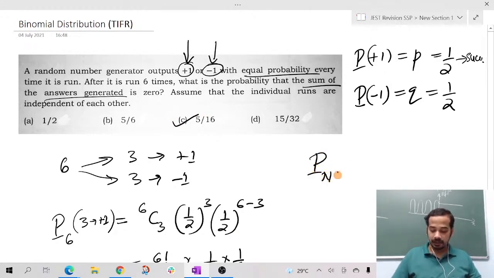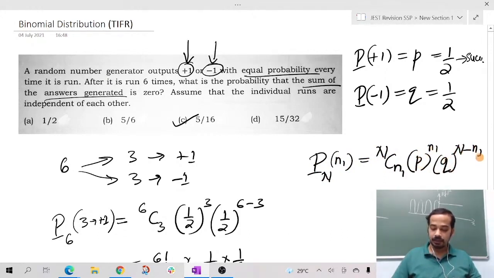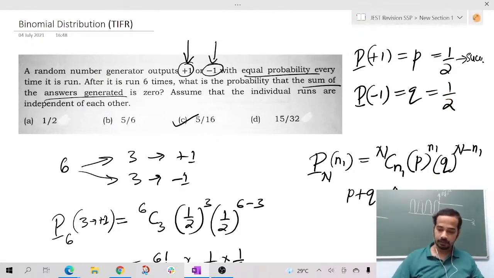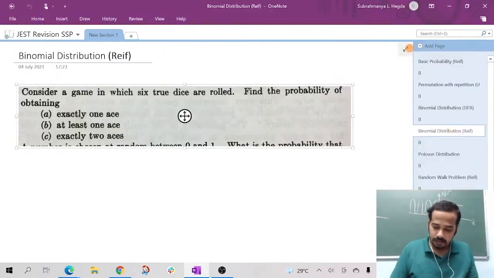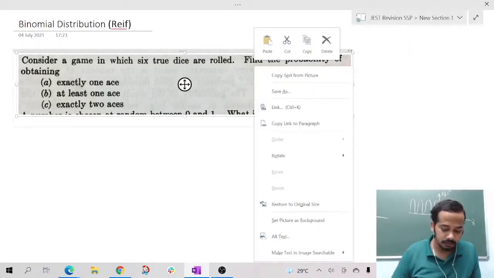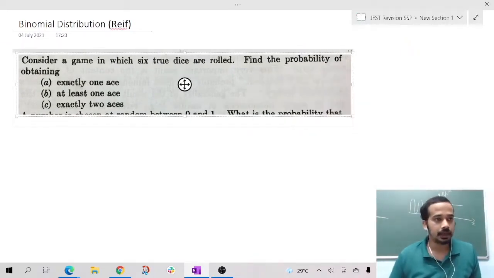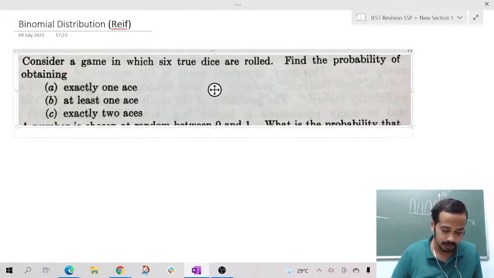Probability after n trials, n1 successes, that's equal to nC n1, probability of success raised to n1, probability of failure raised to n minus n1. Remember, p plus q should be equal to 1, okay? Here he said equal probability, that's why half and half. I hope you can deal with this kind of problem. This binomial distribution is not only helpful for that problem, it is helpful for some other problems also. Let me try to handle this problem, the reef problem, okay?